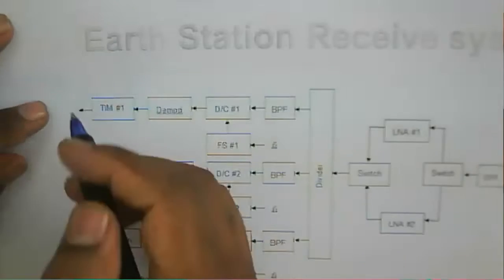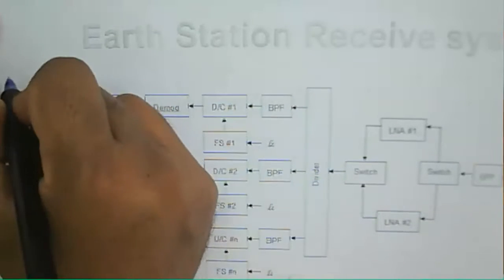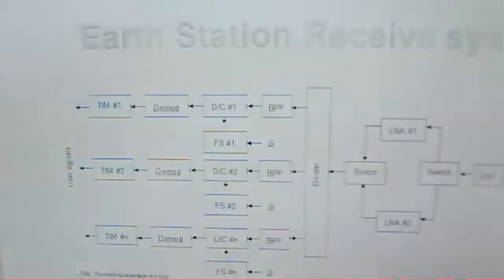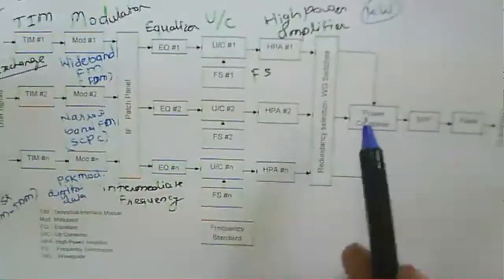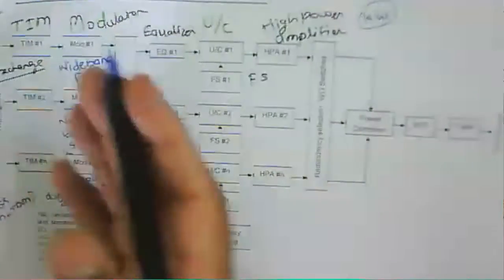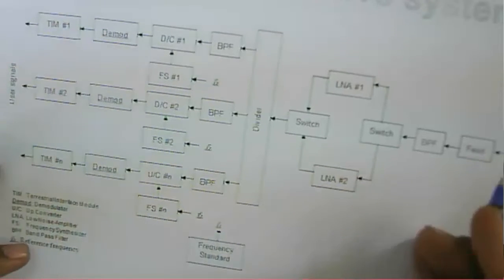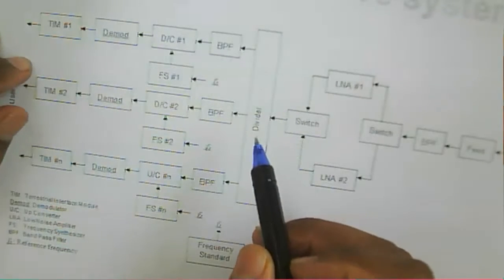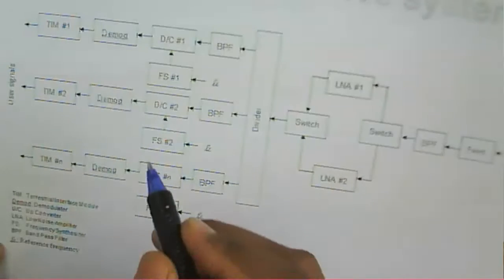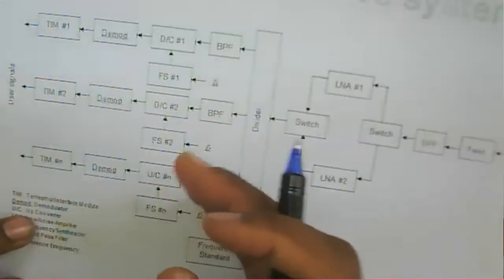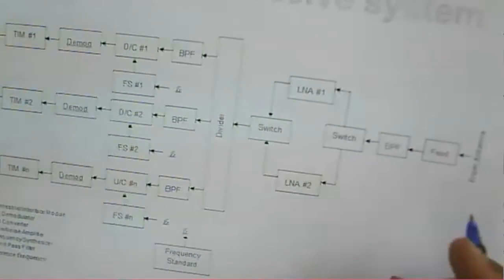Then next is the earth station receiver. Here the transmitter up converts the signal, and the receiver again down converts the signal, and that will give the input to the terrestrial interface module. Just like that, the earth station receive chain is the reverse of the transmission chain. How we transmit, similarly it will be the reverse.